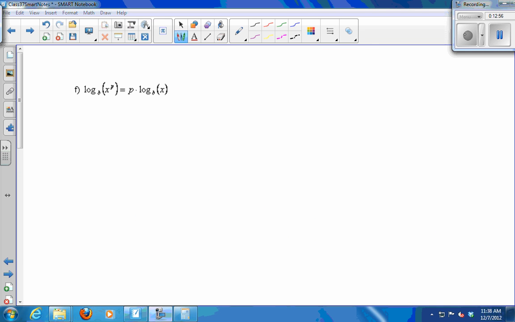Okay, the most useful law of logarithms. Log base b of x to the p is equal to p times log base b of x. It looks like you just take the exponent and drop it down in front.